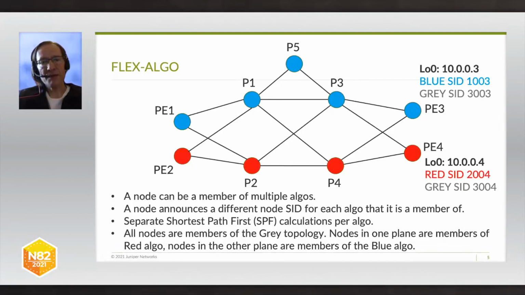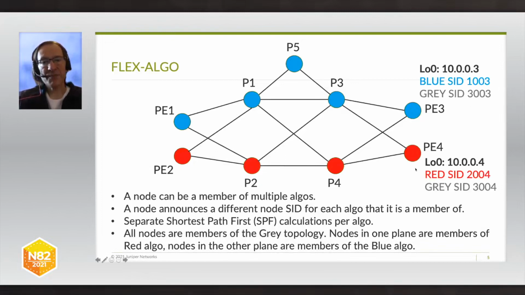And from the SID point of view, each node will have a different node SID for each topology that it's a member of. By way of example, we can look at PE3, and it's a member of the default gray topology. And so there's a SID associated with that, the value 3003 in this example. And then it's a member of the blue Algo, and so it's got a SID associated with that, with the value 1003. And both of those are associated with its loopback address, which you can see is 10.0.0.3.